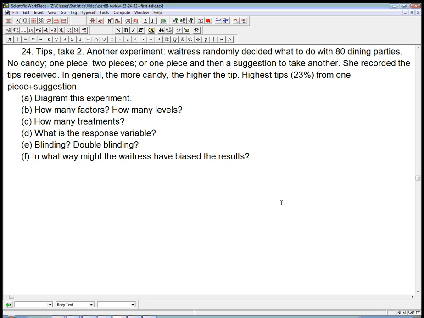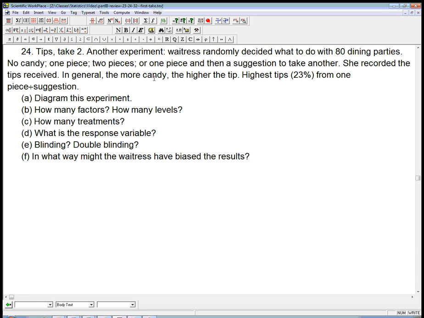Okay, here's another version of the TIPS experiment. A waitress randomly decided what to do with 80 dining parties. Notice the slightly smaller sample size here, or experimental size. There's four possibilities: no candy, or one piece, or two pieces, or this is the clever part: offer one piece, have one piece, and then a suggestion, an offer to take another piece. She recorded the tips received, very much like part number 23.